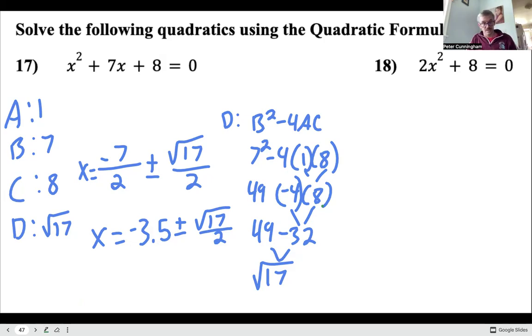All right, this one looks complicated because we're missing something that we normally have, but there's actually a part of it that makes it easier.